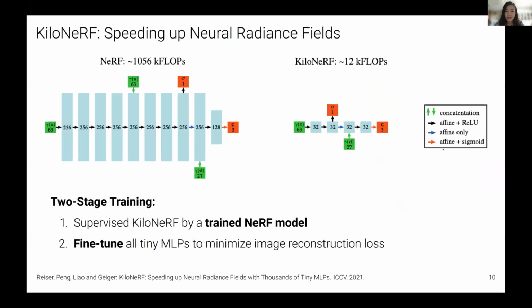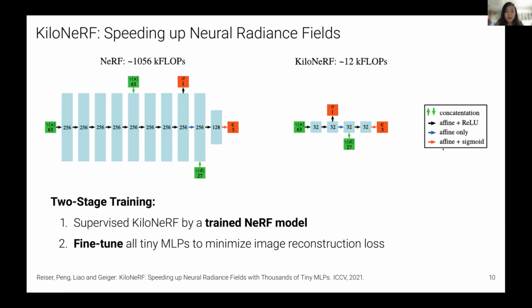Okay, so some more details about KiloNeRF. Here we show a comparison of the network structure of NeRF and KiloNeRF. We can see that by using a shallow network, KiloNeRF reduced the number of flops quite a lot, from 1,000 to 12K flops.